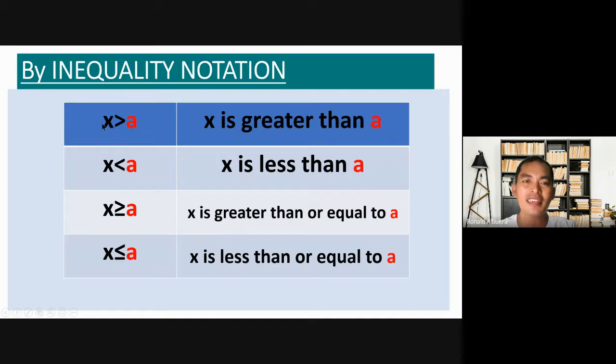Ang tatandaan nyo lang dito, ang nasa kaliwa ay yung variable at pag ang opening ng symbol ay pakaliwa, that means all numbers greater than A ang kailangan. Pag ganito, meaning less than. Take note that A is an element of real numbers. So ang pag-uusapan lang natin ay lahat real numbers. We are not including here the set of complex numbers, okay, or the imaginary numbers.